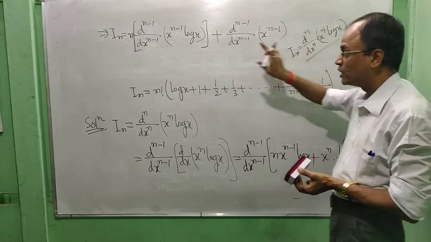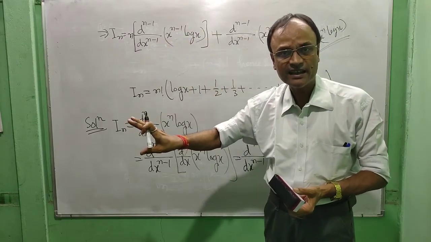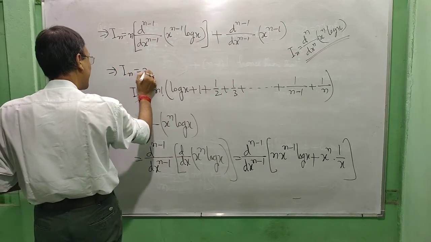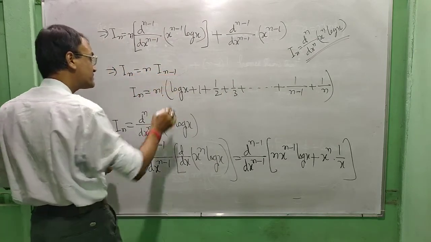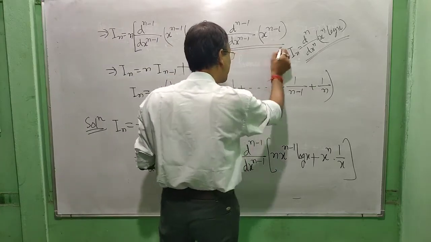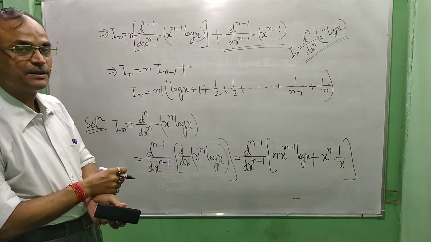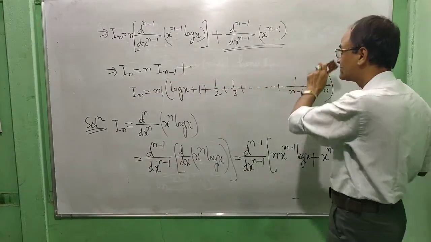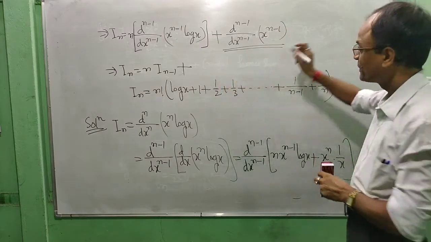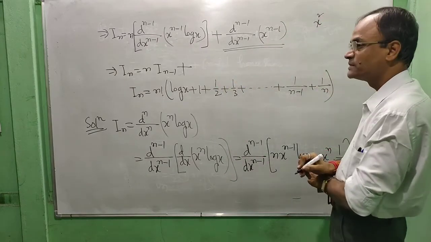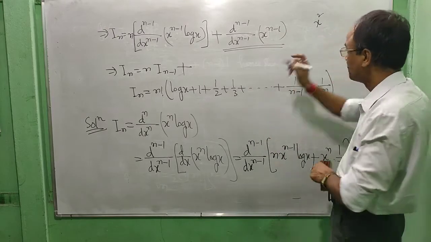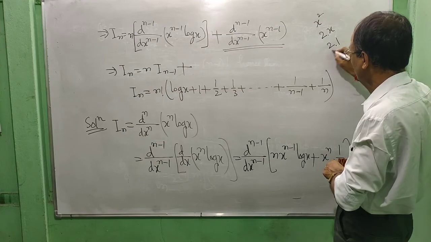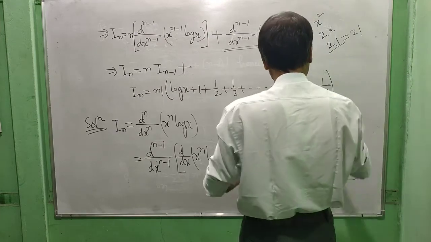If this is equal to, what will this be? Definitely it will be I_(n minus 1) plus, what will be the nth differentiation of this? Suppose x square, differentiate it 2 times. First time 2 into x, second time 2 into 1. This is equal to factorial 2.